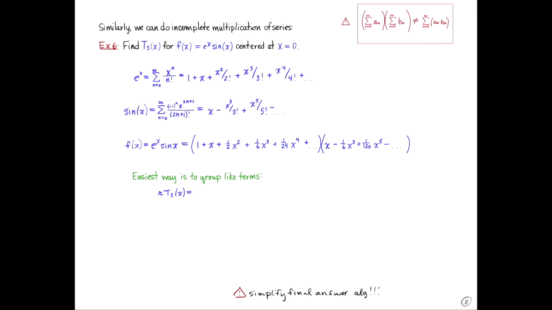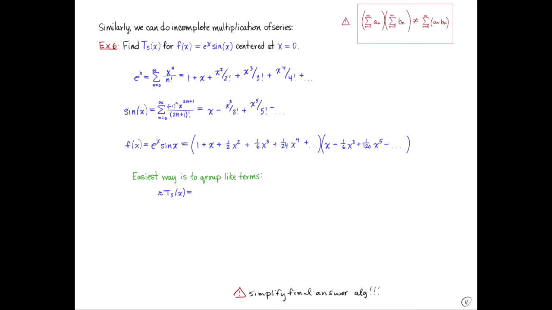We want the 5th degree Taylor polynomial for e to the x sine x centered at x equal to 0. We already know the Taylor series for e to the x centered at 0 and sine x centered at 0. A quick word of caution though, the sum of a sub n times the sum of b sub n is not equal to the sum of a sub n times b sub n. Instead, we have to FOIL out the entire infinite series.